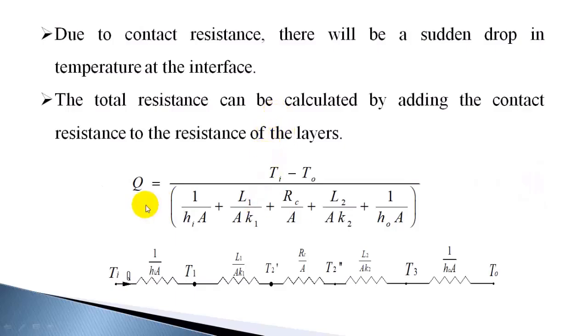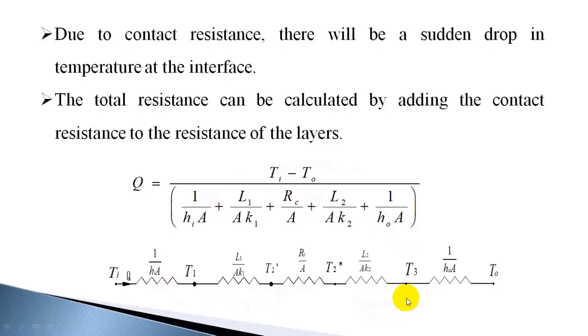So Q you can find as Ti minus T0 divided by 1 by hiA plus L1 by AK1. This is the convection resistance, and the first layer conduction resistance. Now the contact resistance has come between these two layers, Rc by A, plus the resistance of the second layer, plus the outside convection resistance. So that will give the rate of heat transfer.